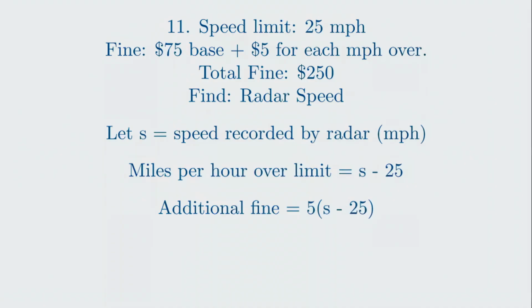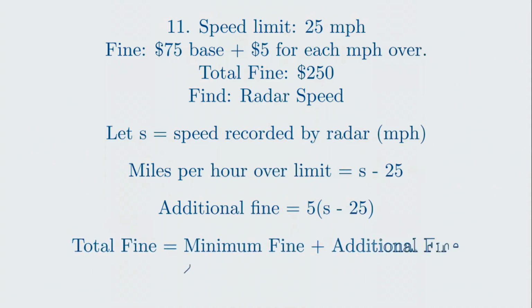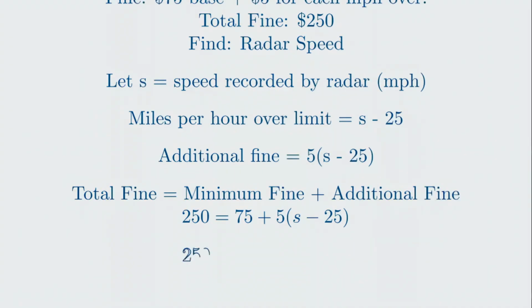The total fine is the sum of the minimum fine and the additional fine, and we know the total is $250. So, our equation is 75, the minimum fine, plus 5 times the quantity s minus 25 equals 250, the total fine. Now we just need to solve this equation for s. Let's start by isolating the term with the variable. Subtract 75 from both sides. 250 minus 75 is 175, so 5 times the quantity s minus 25 equals 175.